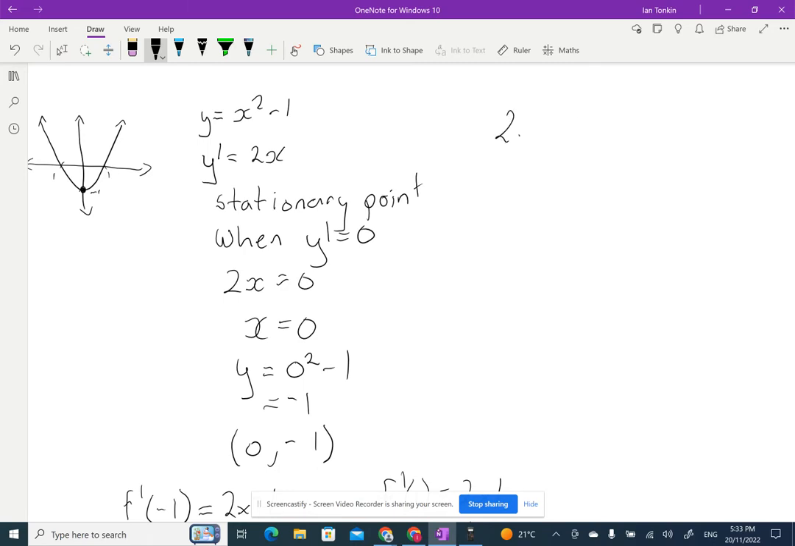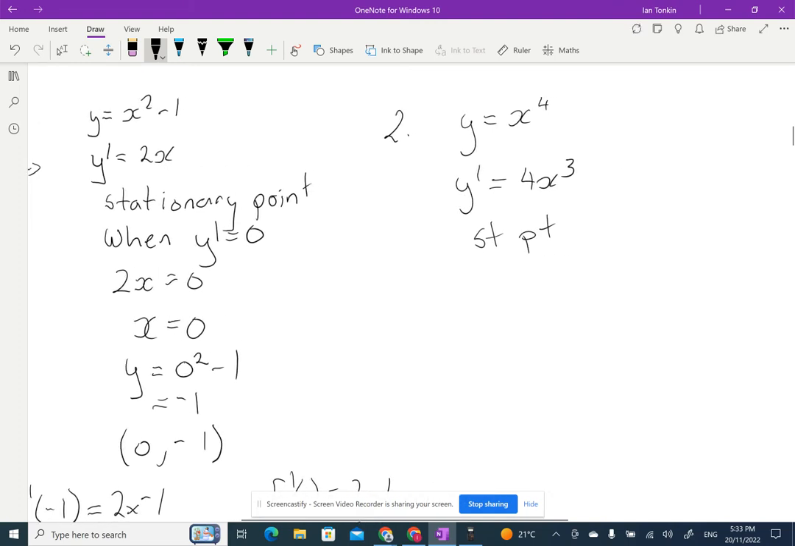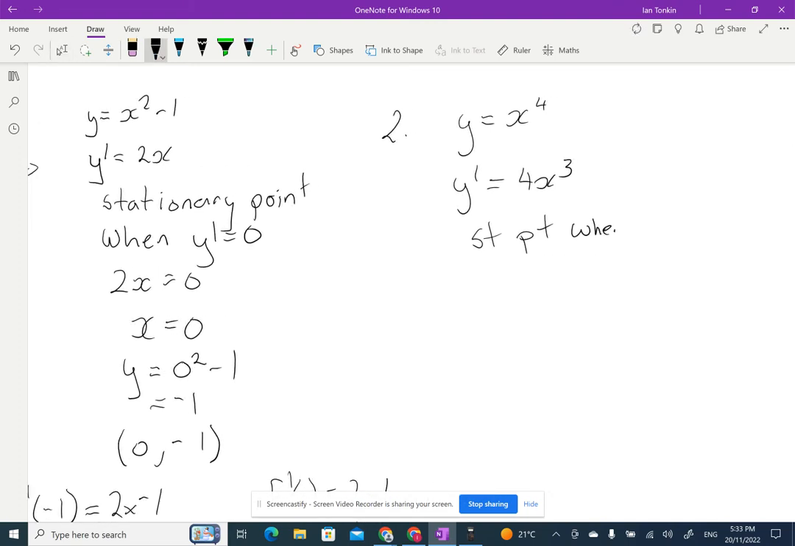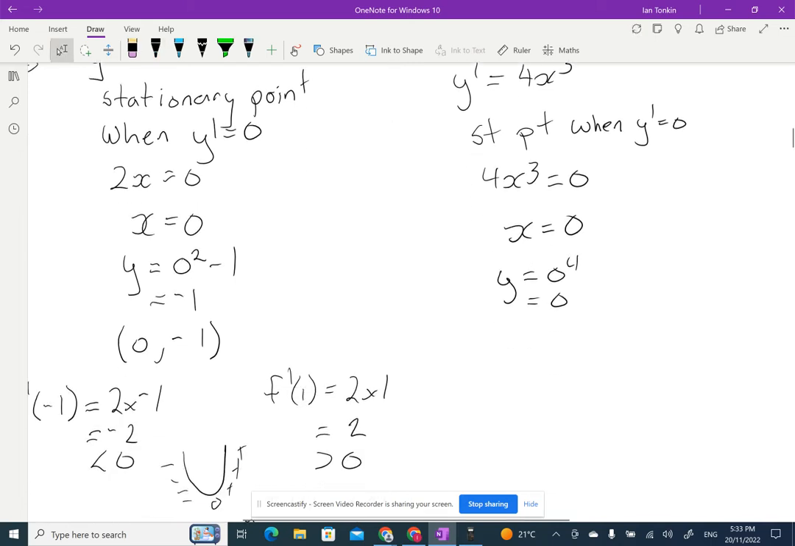All right, so here I go. y equals x to the 4, therefore y dash equals 4x cubed. Therefore, stationary point, I'm going to start using abbreviations now, when y dash equals 0, therefore 4x cubed equals 0, therefore x equals 0. When x equals 0, y equals 0 to the 4, which is 0. So I've got this point (0, 0).